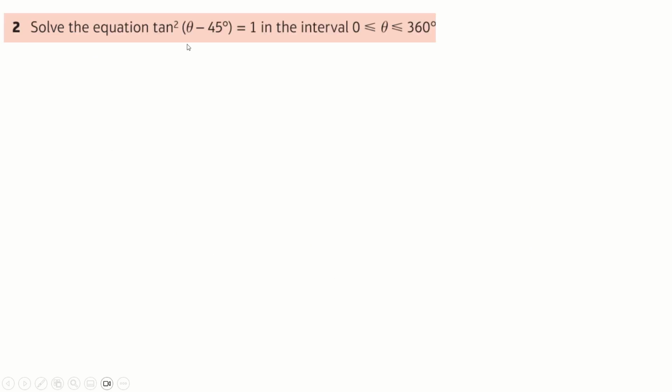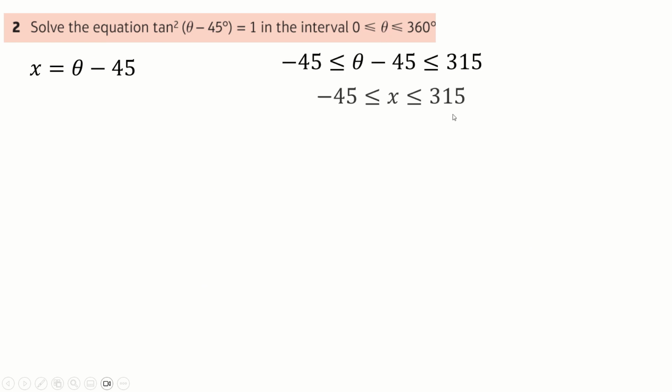Number 2 is very similar. Make the substitution x equals theta minus 45. Take away 45 from these things here, and replace it with x. Now this is the bound we're looking for, and we're doing tan squared equals 1. Square root both sides to get tan x equals plus or minus 1, and then we've got 2 jobs to do. Either solve tan x equals 1 or tan x equals minus 1.